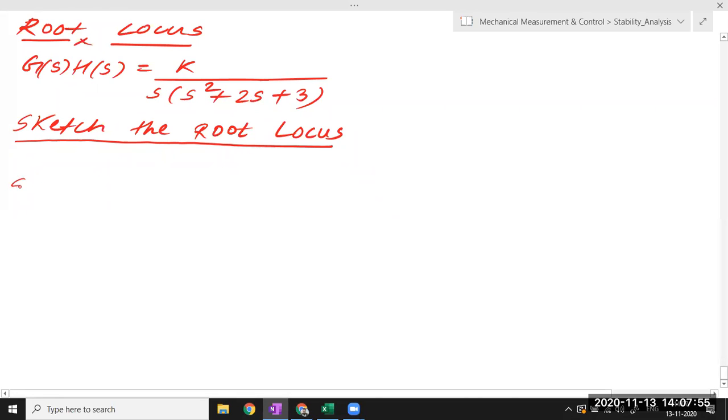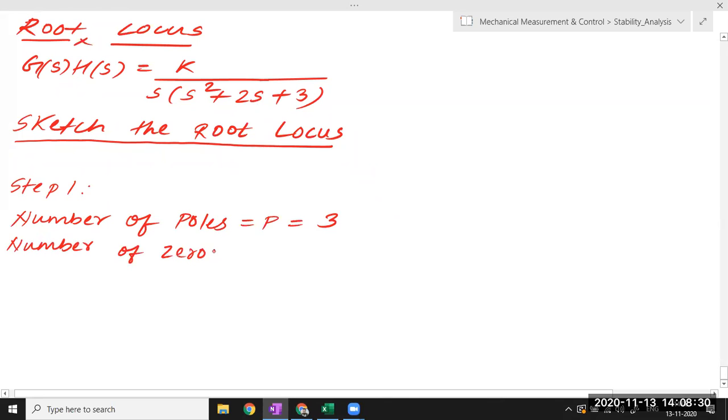Okay. So what are we going to do in this question is, again, we will start with the same thing. Step 1, we will first see that g of s and h of s are together already multiplied, so we need not do anything with this. We will just look at the number of poles. Number of poles, which is denoted by P, is equal to, can anyone tell me how many poles are there? 3. Number of zeros? 0. Zeros are there in the numerator. Since in the numerator there is no term of s, therefore the number of zeros is equal to 0.